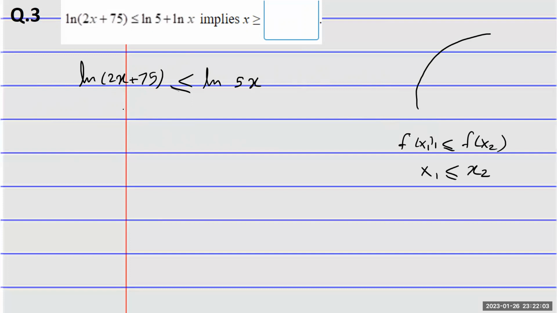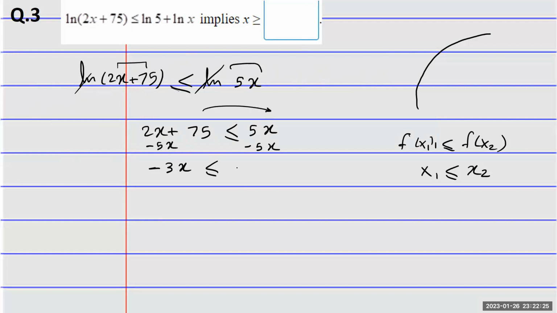So here, this is x1, this is x2. So I simply just cancel the ln. So just write 2x plus 75 less than or equal to 5x. So just to collect here negative 3x by subtracting 5x from each side. So negative 3x less than or equal to negative 75, moving the 75 to the other side. And dividing by negative 3 will convert the inequality sign to be bigger than or equal.